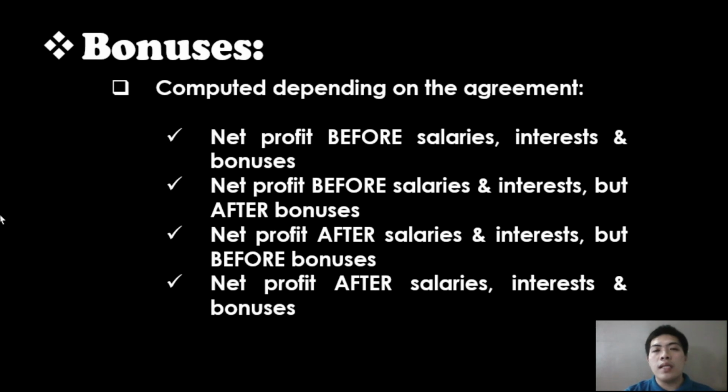So, yung computation natin ng bonus depending on the agreement. The partners can agree that the bonus is based on net profit before salaries, interest, and bonuses, or net profit before salaries and interest but after bonuses, net profit after salaries and interest but before bonuses, or net profit after salaries, interests, and bonuses. Okay, so they can agree any of those mentioned. So, i-interpret natin mamaya kung ano yung ibig sabihin ng apat na yan.